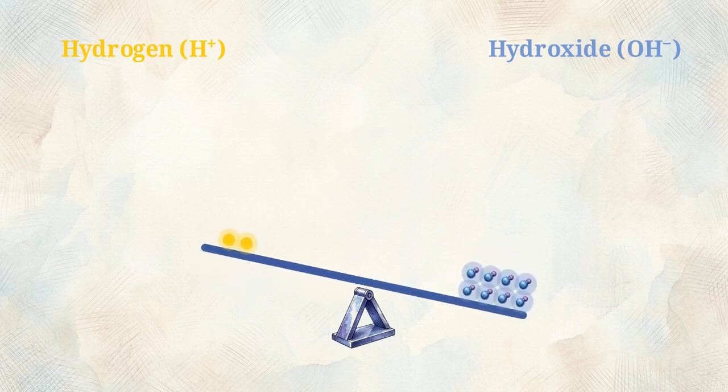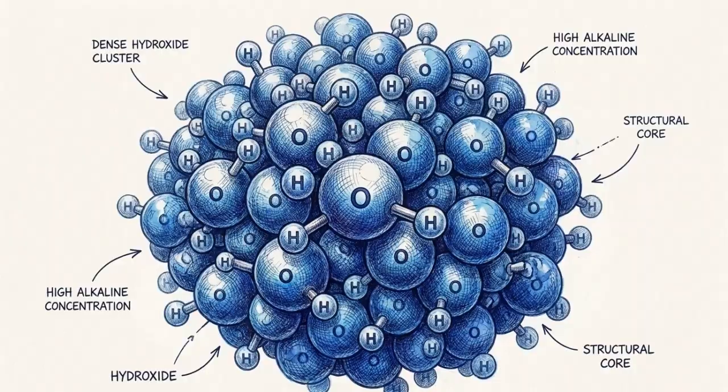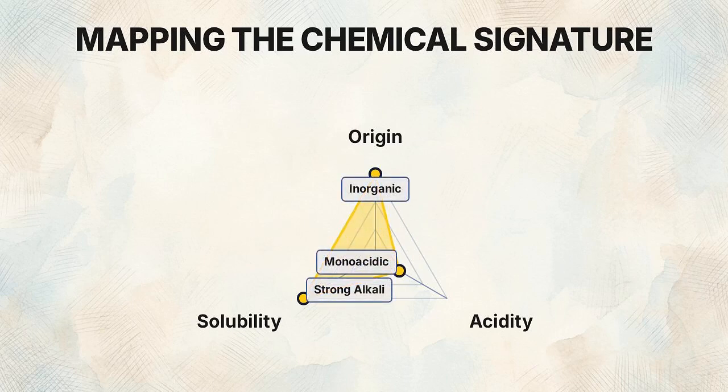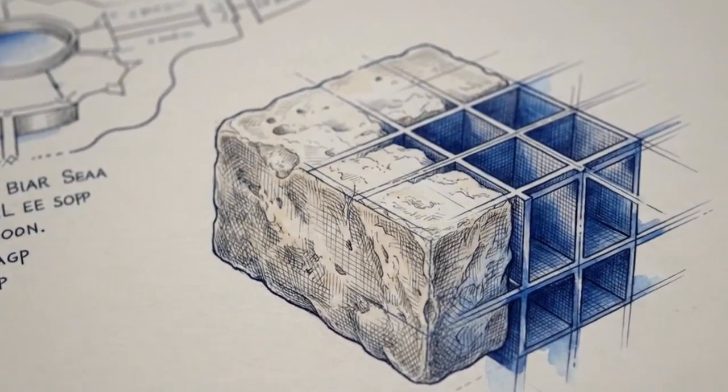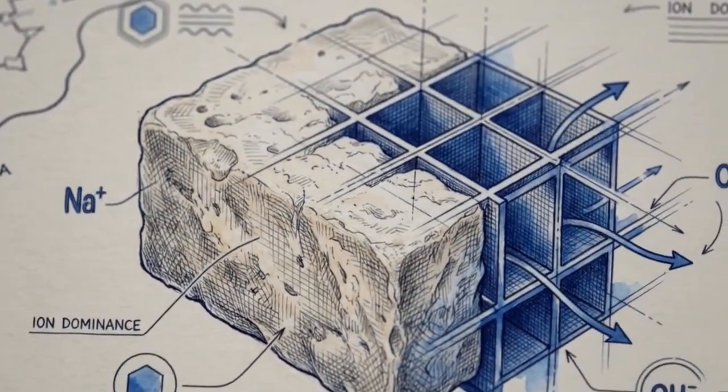A higher pH number, anything above 7, indicates extremely low hydrogen power. This guarantees a dominant hydroxide concentration, classifying the solution as alkaline. We categorize a base by tracing its origin, verifying its alkali solubility, and mapping its total acidity against its actual dissociation strength. Chemistry moves from the macroscopic trap of tasting bitter compounds to the rigorous mastery of mapping ion dominance across a strict mathematical framework.